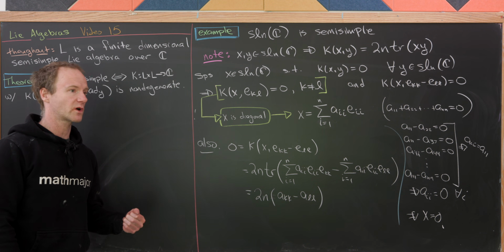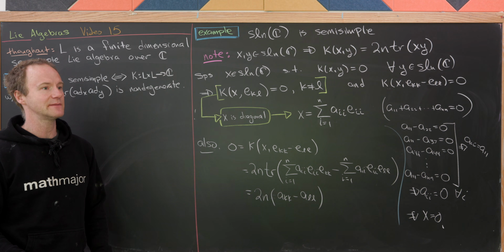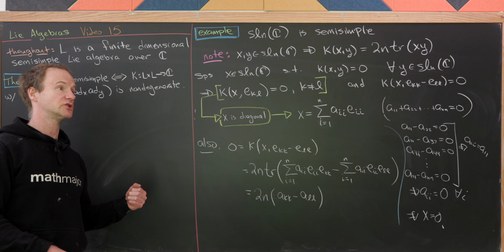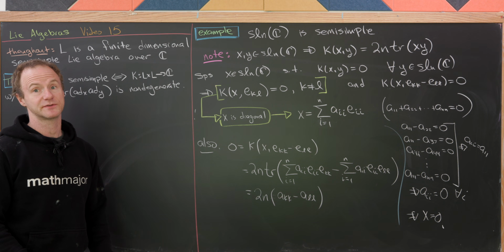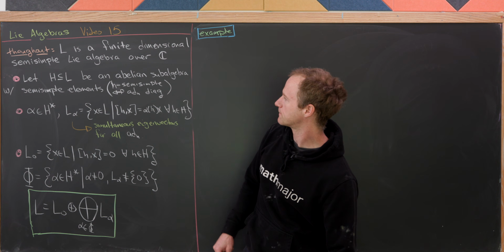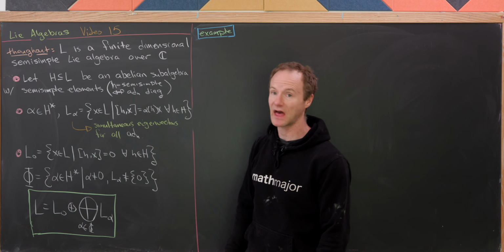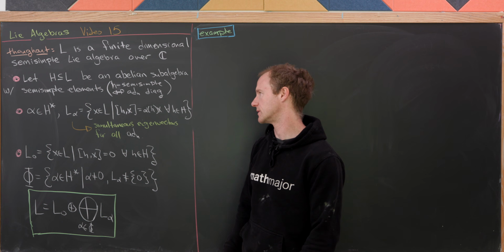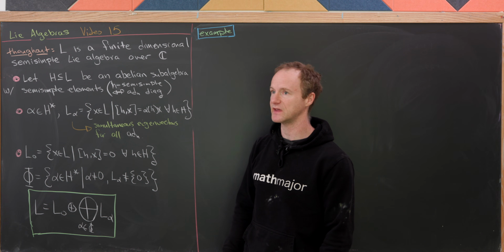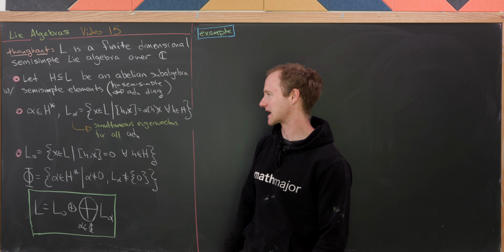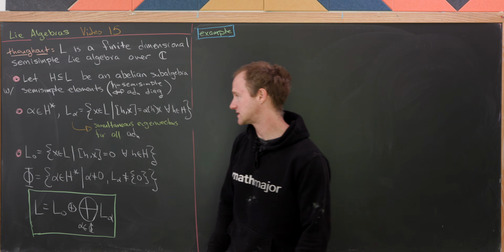Okay, so now that we've worked this out computationally, let's start looking at the types of things that we need to look at to classify these semi-simple Lie algebras more abstractly. Okay, so now let's keep going. So let's suppose H is an abelian subalgebra of L with only semi-simple elements. Recall that an element is said to be semi-simple if its adjoint action is diagonalizable. Then next up, let's recall the definition of a weight.